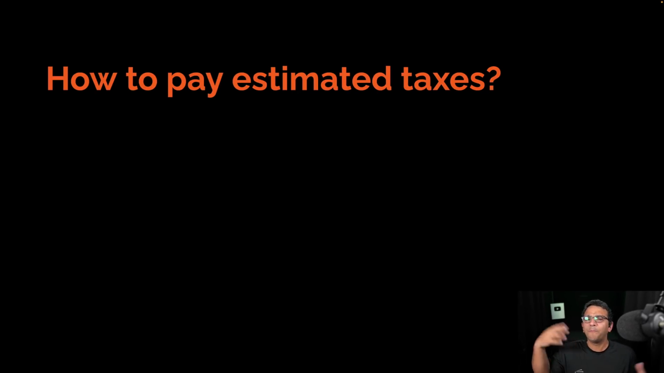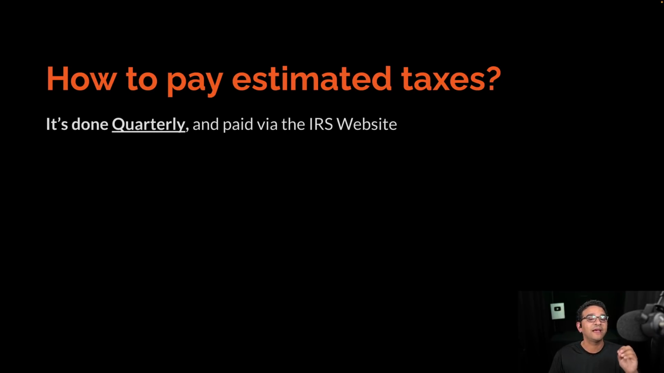Okay, how do I pay those estimated taxes? So most people have a single member LLC and they say, Hector, great, I'm going to tuck away 28%. How do I pay that? Well, it actually gets paid quarterly. And you can do that through the IRS website, or you can send a check. I prefer to use the IRS website. That's the best way to do it. You can pay via ACH, a direct bank payment, or you can pay with a credit card. They will charge you a couple of percentage points if you pay with a credit card because there's a transaction fee.